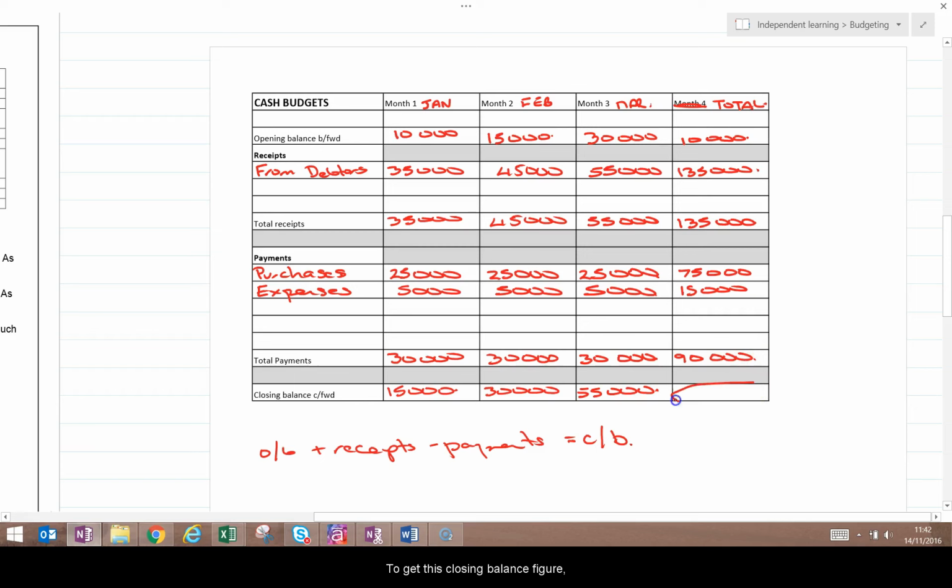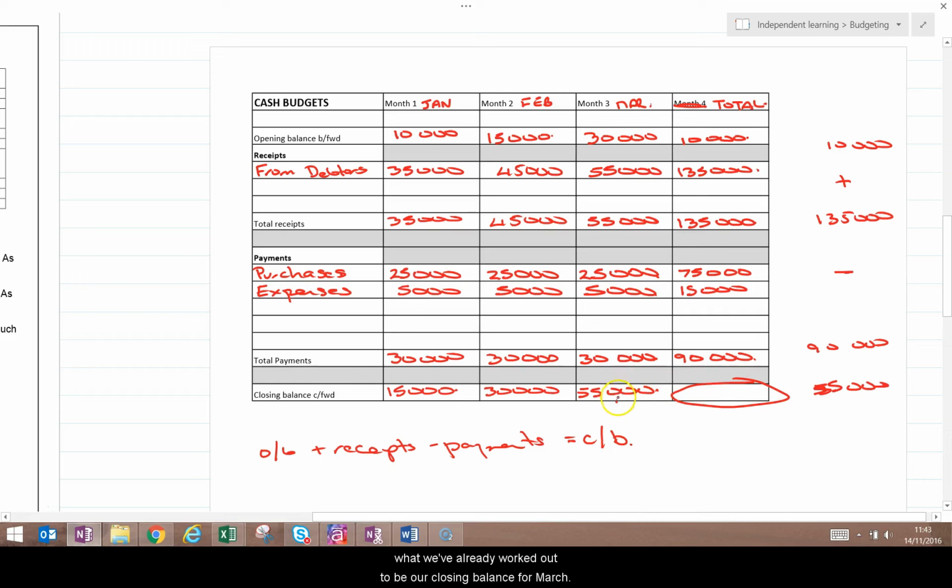So to get this closing balance figure, exactly as we've done before, opening balance of 10,000 plus our receipts of 135,000 minus our payments of £90,000. That gives us £55,000, which is what we've already worked out to be our closing balance for March. So there is our basic cash budget.